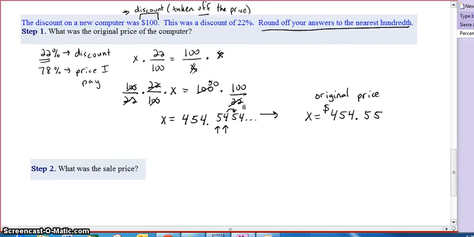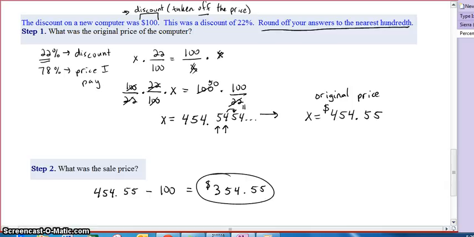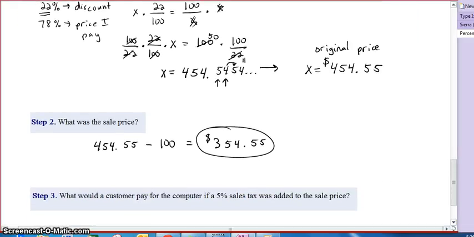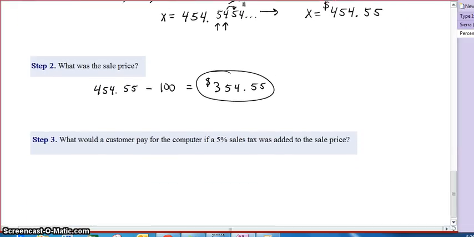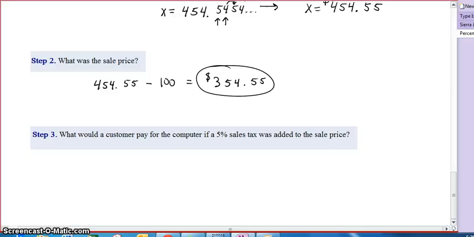The next question asks me, what was the sale price? Well, I know it was on sale for 22% off. I know that that was a discount of $100. So from my original price, all I have to do is subtract $100. So the sale price is $354.55, $100 off.